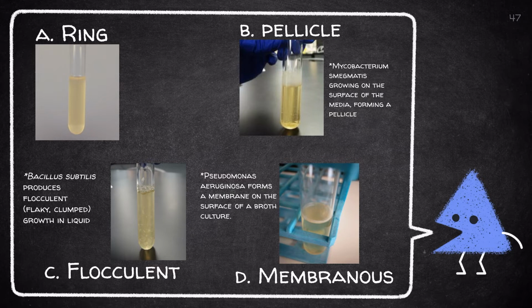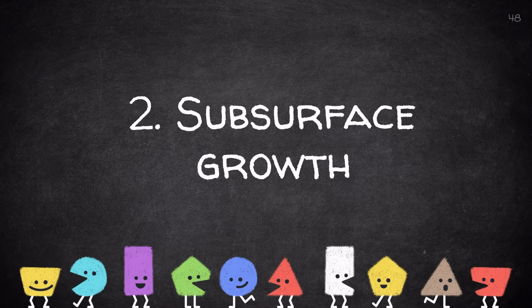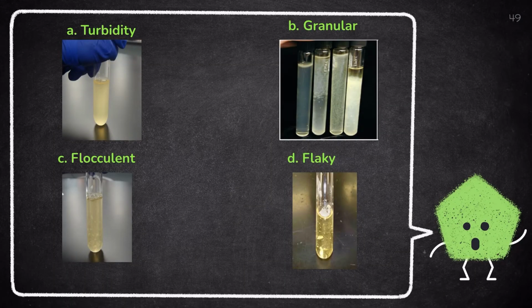The second characterization is the subsurface growth. Turbidity, when the medium appears to be cloudy. This happens when the organisms diffuse uniformly throughout the broth. Granular, small particles are visible floating in the medium. Next is flocculent. Flocculent is when small masses of various shapes could be seen floating in the broth. And lastly is flaky. Flaky is the large clump of particles that could be seen in the liquid medium.